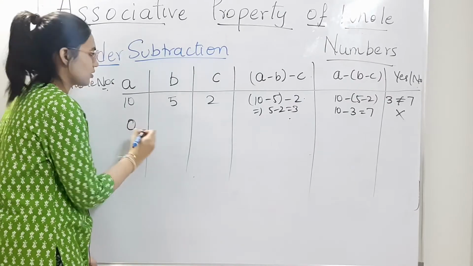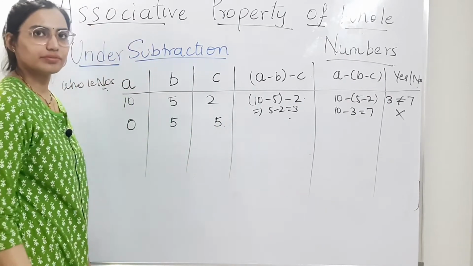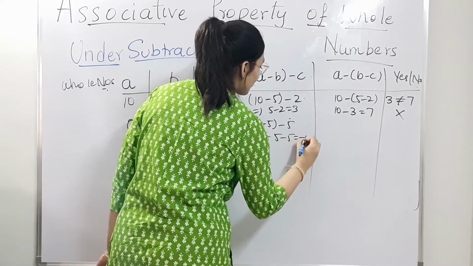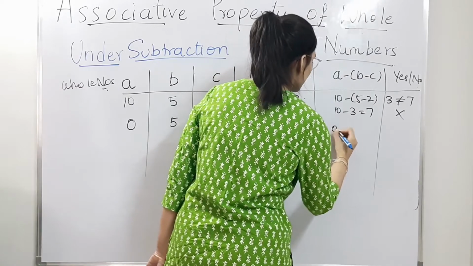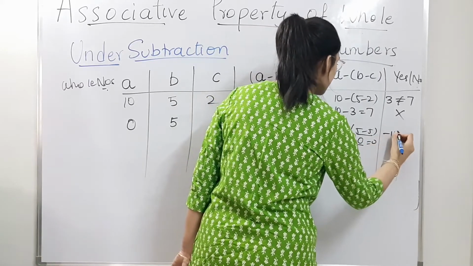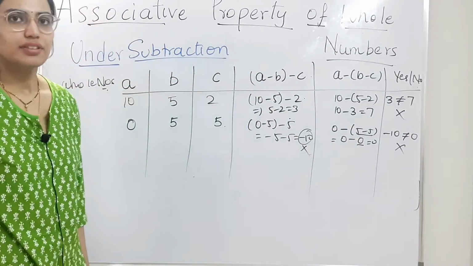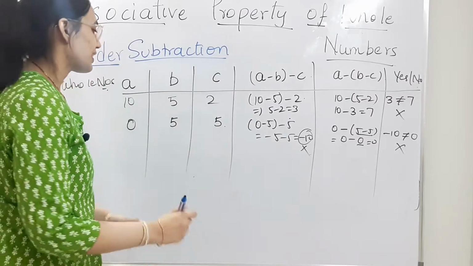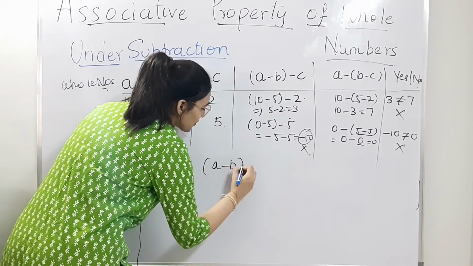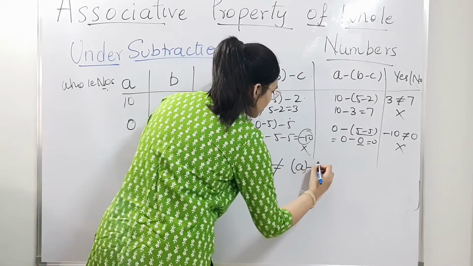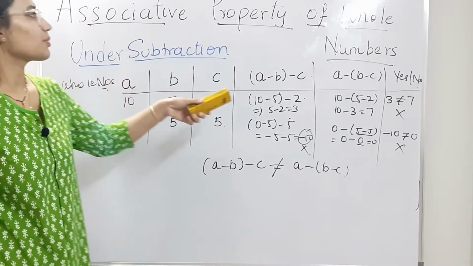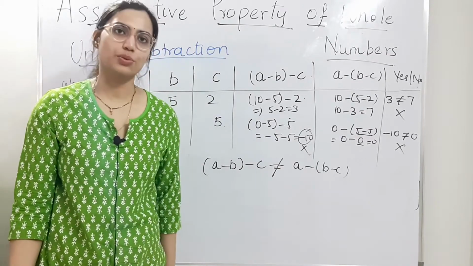In the same way, let me try 0, 5, 5. Here, 0 minus 5 minus 5 is minus 5 minus 5, which is minus 10. Next, 0 minus (5 minus 5), where 5 minus 5 is 0, so the answer is 0. Is minus 10 equal to 0? No. So this does not hold. So in short, taking these two examples, we can say that subtraction of numbers is not associative. That is, (A minus B) minus C is not equal to A minus (B minus C). So the associative property under subtraction does not hold true for whole numbers.